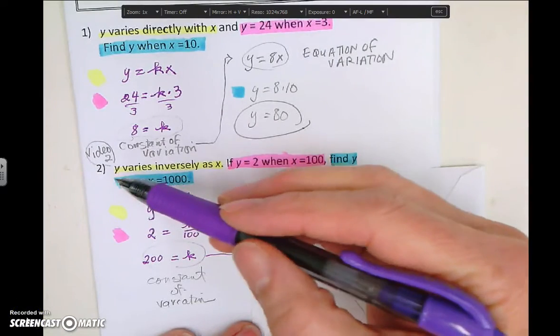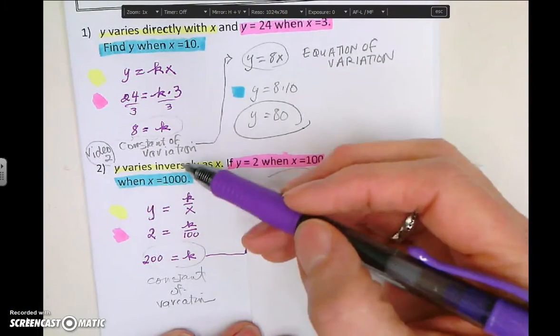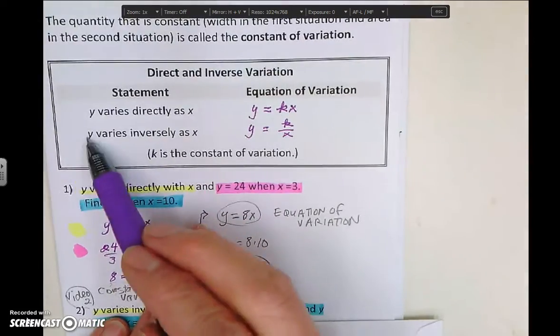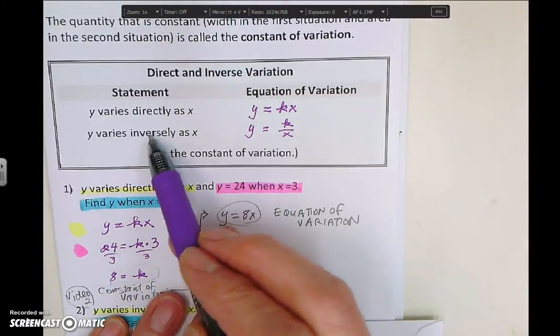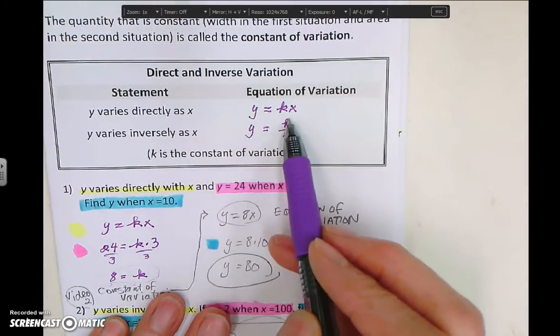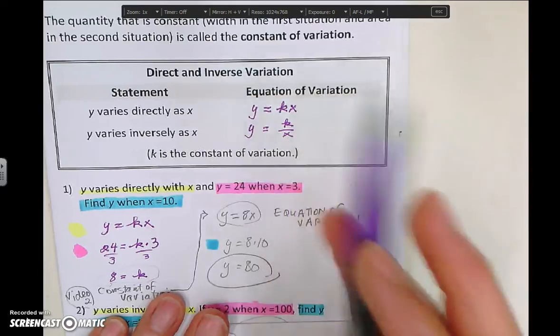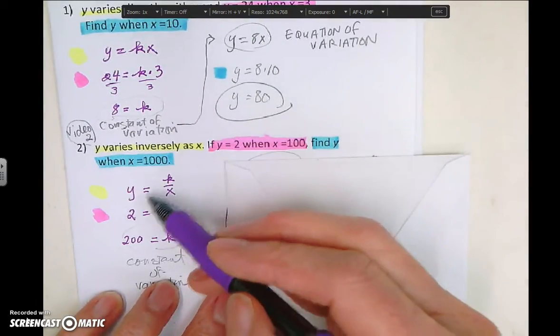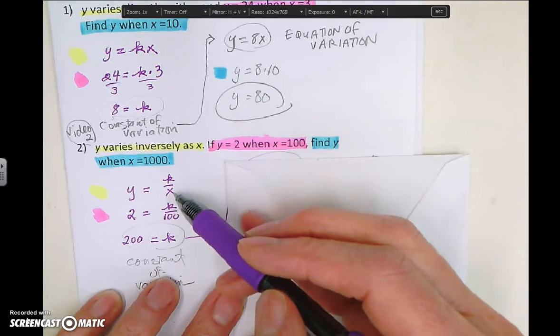All right, so example 2, this time we have that y varies inversely as x. So we need to go back up here and see that when you have y varies inversely as x, it's going to be y equals k in the numerator over x. And so that's how we begin this statement, y equals k over x.